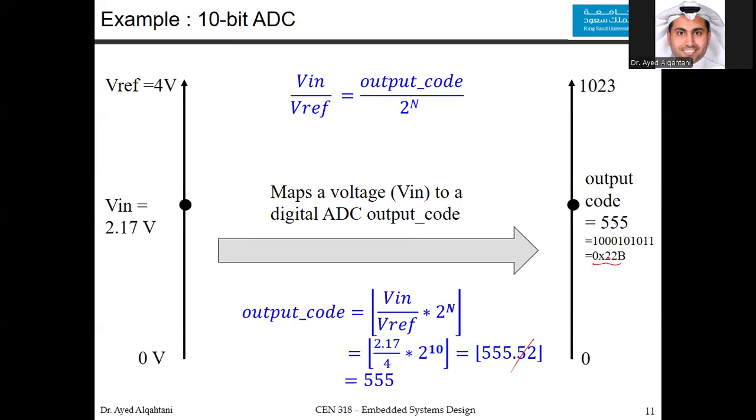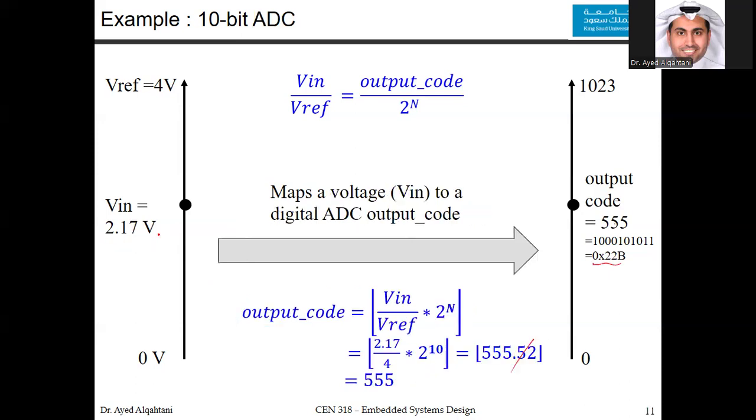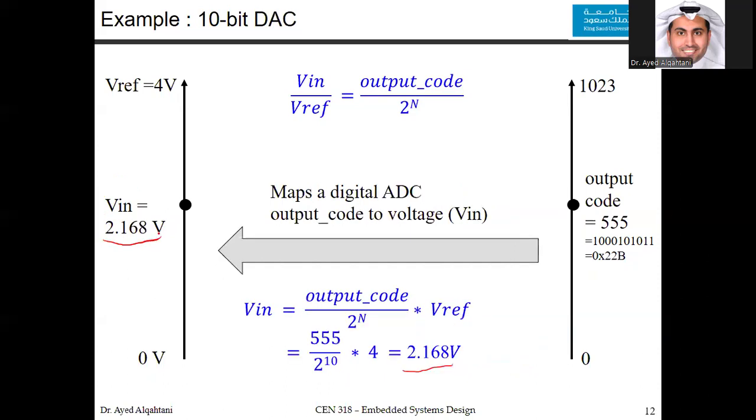Now, when you do the other way around, which is doing the conversion from digital to analog, what happens is you plug in the value 555, you divide it by 2 to the power of 10, and then you multiply it by 4, and the result is actually 2.168. And you can see that we lost some value. In the previous slide, it was 2.17. That's the voltage that we began with. So after we convert from analog to digital and back, this is what we end up with.